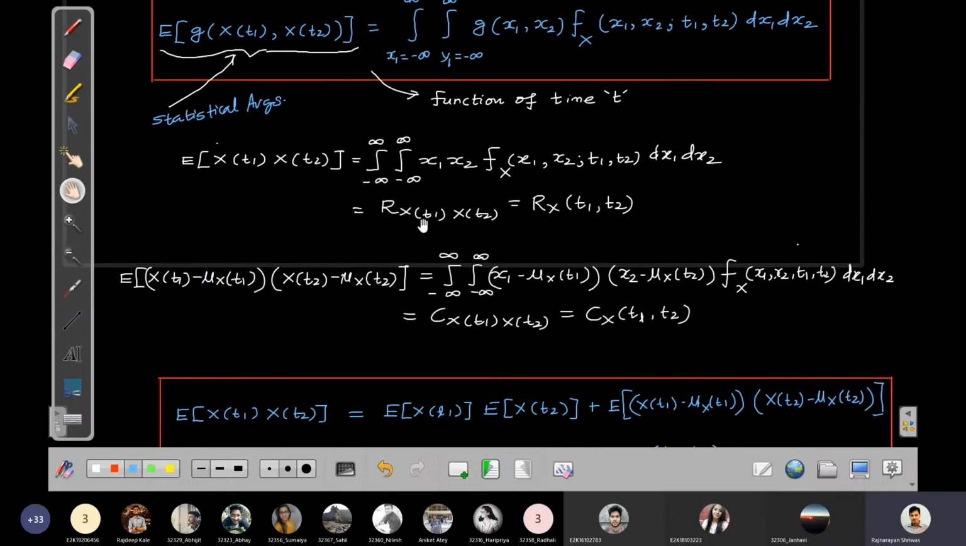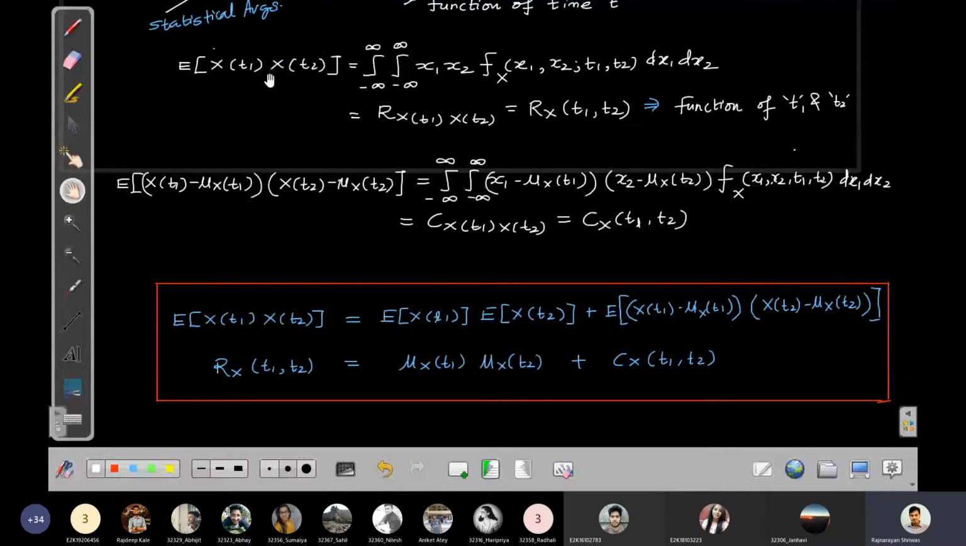This is written in notation as R_x(t1, t2), and explicitly you can write this autocorrelation as a function of time t1 and t2. So this is R suffix x, t1 comma t2. Here again, all the statistical properties are going to be functions of time t in general, right? So both times, at which you take this product of the two random variables, will come into the picture, and they definitely change these parameters.